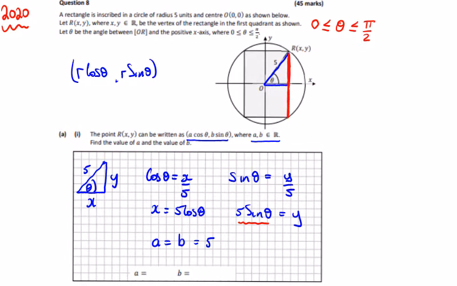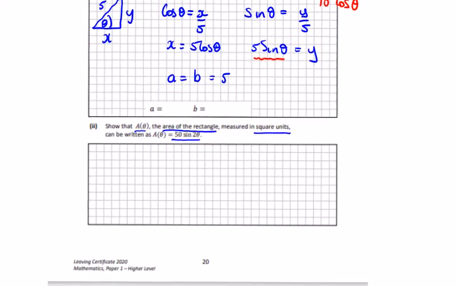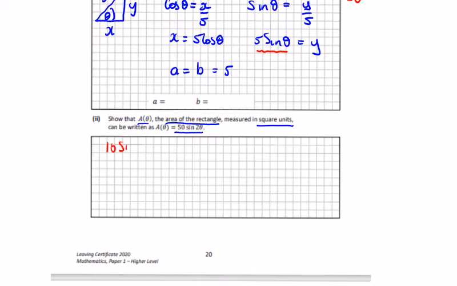So we've got 10 sine theta is going to be the length of the rectangle, the width of the rectangle. Again, we have this side is 5 cos theta, so this is going to be 10 cos theta. So the area of the rectangle is 10 sine theta by 10 cos theta, which is equal to 100 sine theta cos theta.